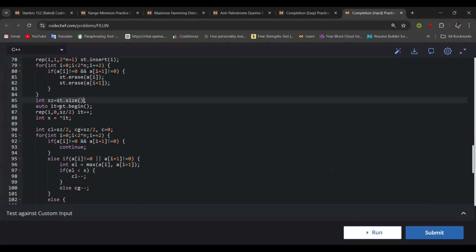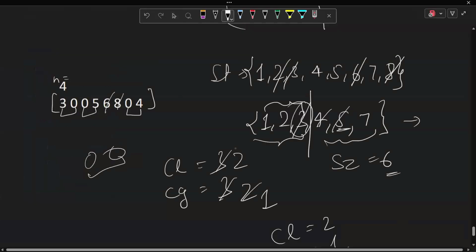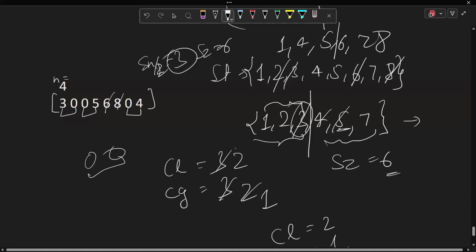Now, in my iterator, I don't need to consider size by 2, but the value at index size by 2. Basically, if my size is 6, I need to consider the third value. Based on that, the partition would be done, not 3. Because if 2 and 3 were removed, I have 1, 4, 5, 6, 7, 8 left. Then my size is 6, size by 2 would be 3. But I won't consider 3 as my partition, but I would consider the third value, 5, as my partition.